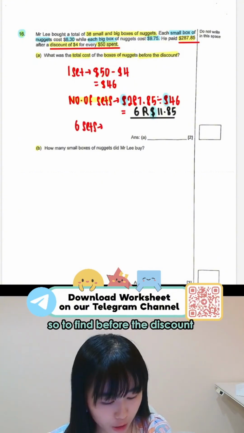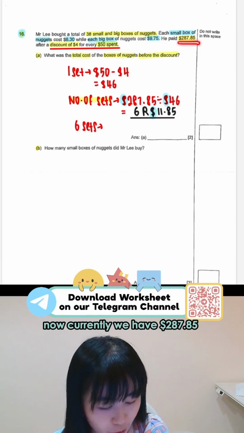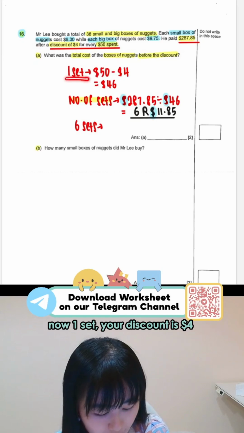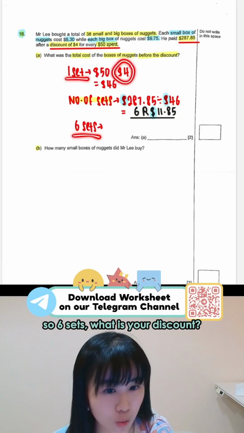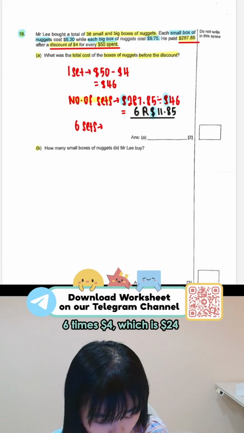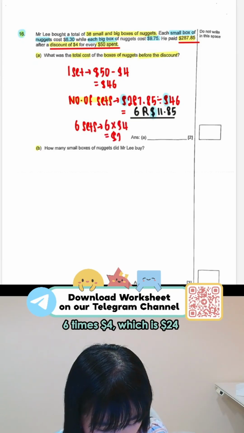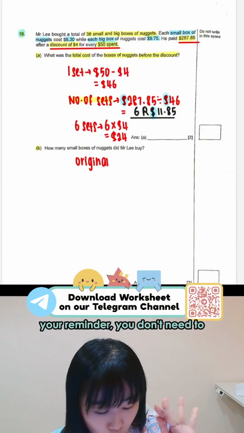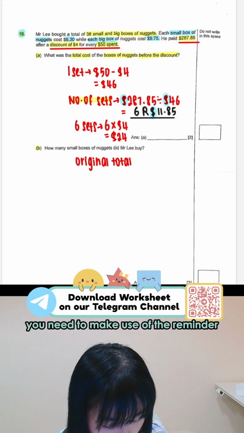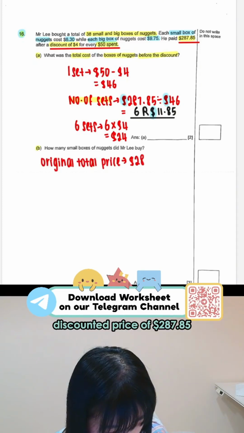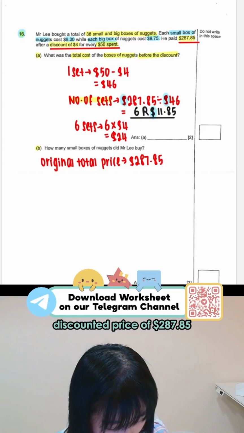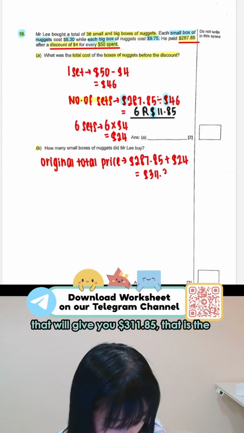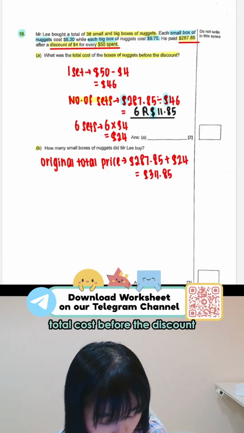So to find the price before the discount, currently we have $287.85. This is after the discount, so we need to find the discount. One set has a discount of $4. So for 6 sets, what is your discount? 6 times $4, which is $24. This question is very nice to you. Your remainder, you don't need to make use of it. Most of the time, you need to make use of the remainder. So you just take the discounted price of $287.85 and add back the discount of $24. That will give you $311.85. That is the total cost before the discount.